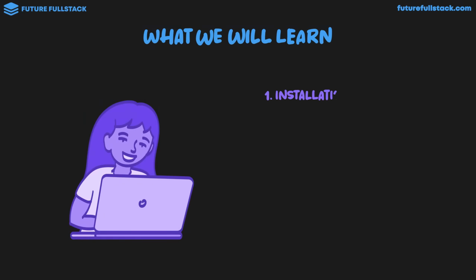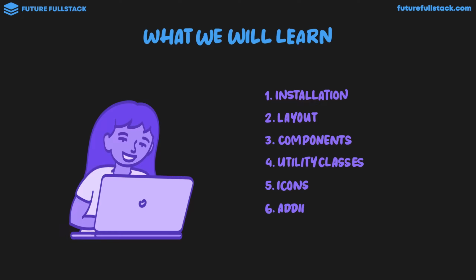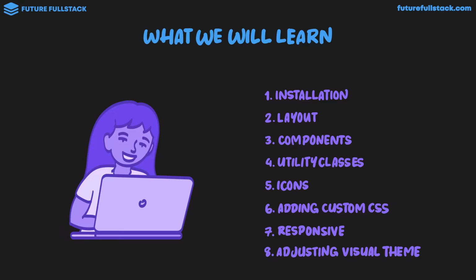We're going to first look at installation of Bootstrap. We'll be covering layout by taking a detailed look at Bootstrap's grid system. We'll then add components to our project, like buttons and the accordion menu you saw earlier. We'll then add some various utility classes. We'll look at using Bootstrap's icons. We'll learn about adding custom CSS to extend Bootstrap. We'll be taking a look at responsive design in Bootstrap. And then finally, how we can go about adjusting the visual theme of Bootstrap, like changing the default colors Bootstrap provides.